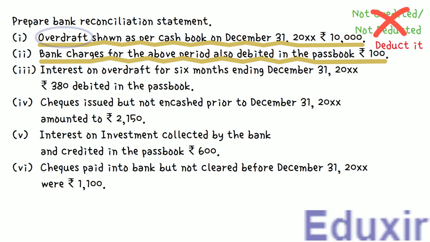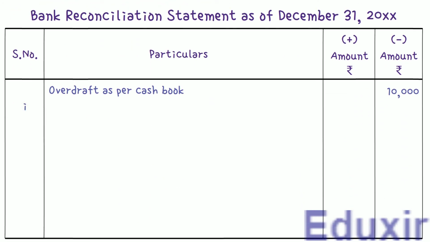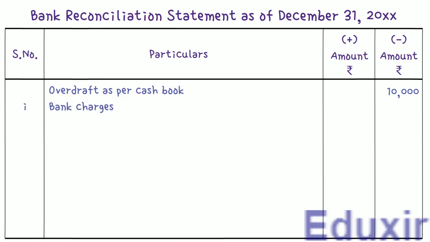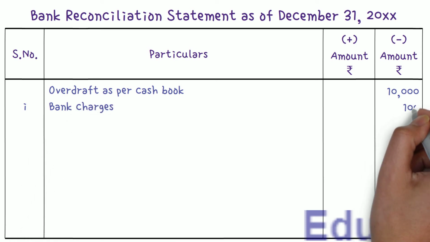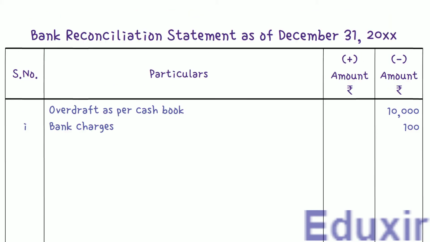With this analysis at our disposal, let us now proceed with the recording of these details into the bank reconciliation statement. Let us first write the serial number. Let us then write the particulars as bank charges. Let us write this amount of 100 rupees in the minus amount column. That completes the recording of these details into the bank reconciliation statement. Let us now take up the next details.